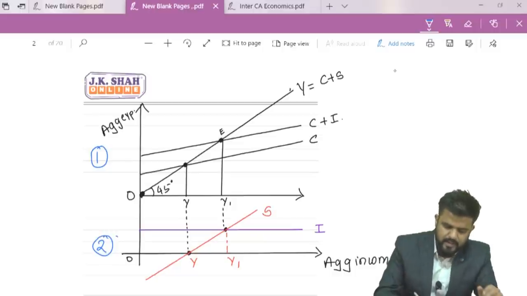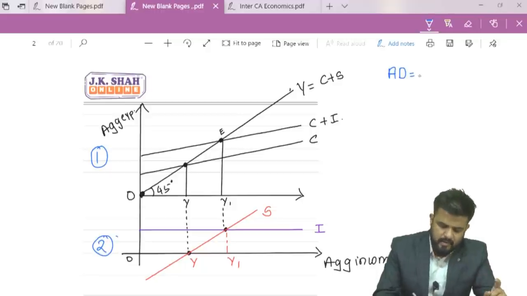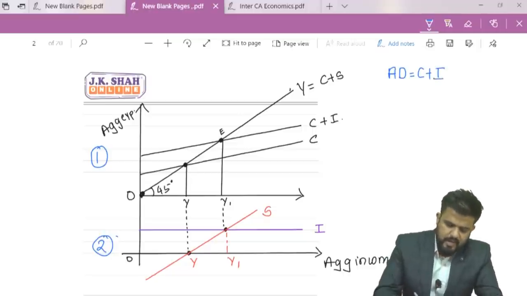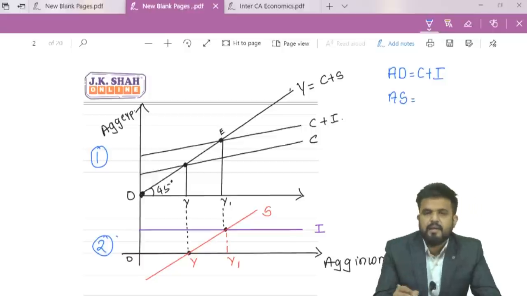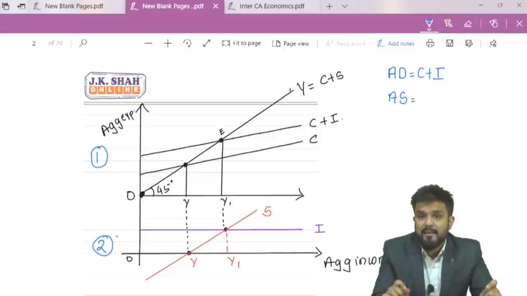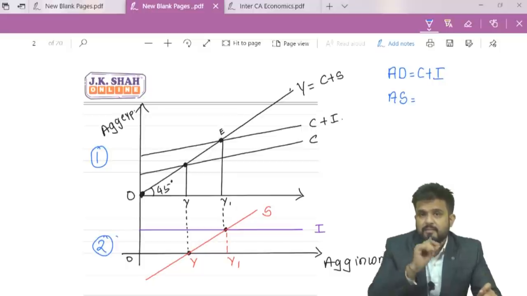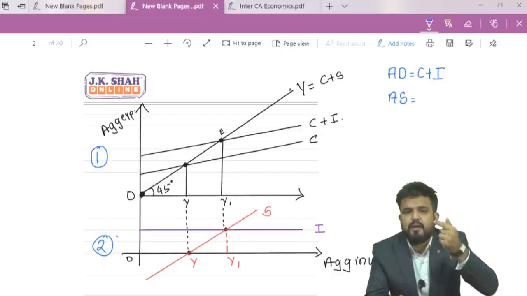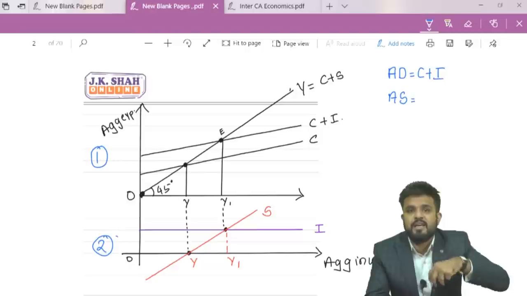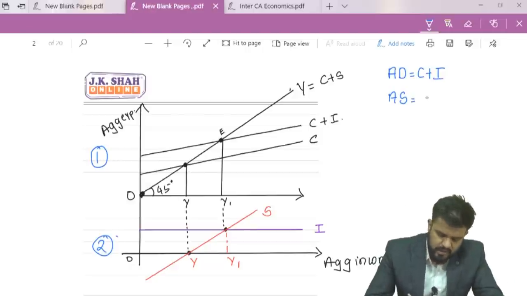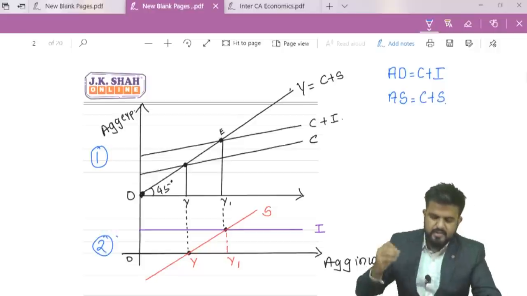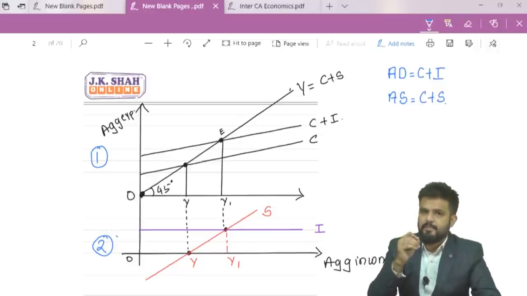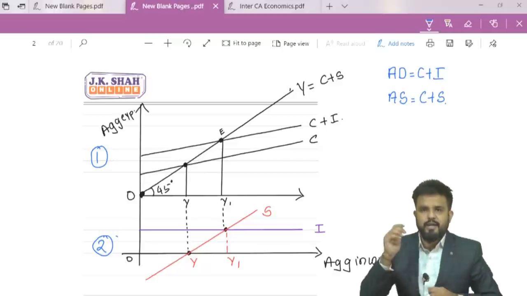Before I start with the diagram, please understand, whenever I say aggregate demand, another language I will use is C plus I, that is consumption plus investment. And aggregate supply is nothing but the income line. Please remember, aggregate supply is nothing but your income line, because after you supply, a company or a firm or an economy receives income. Income is generated. So that will be your C plus S. This is the language I'm going to use. C plus S is aggregate supply and C plus I is your aggregate demand.